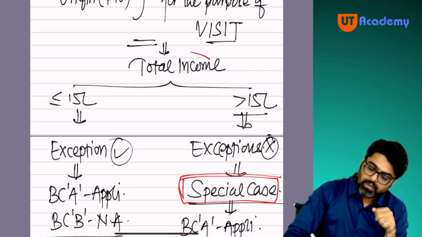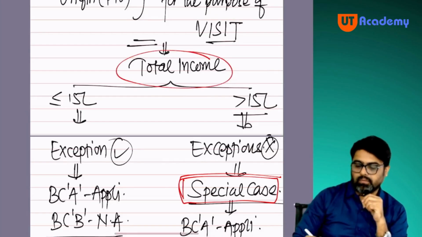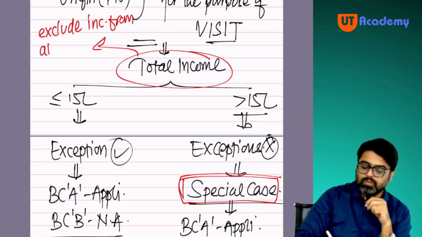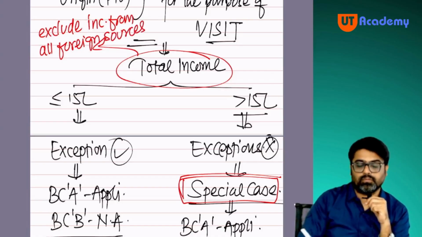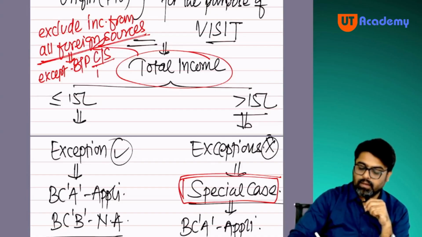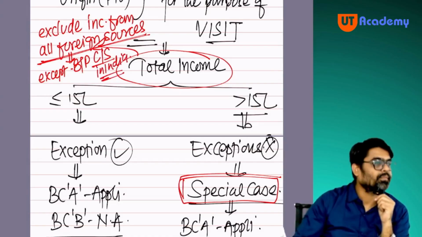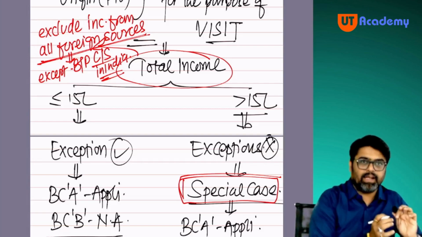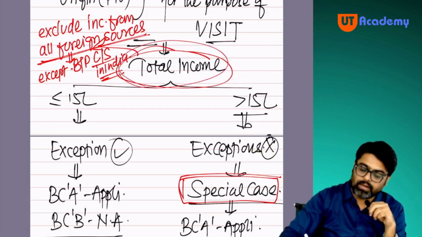Now, what is this? To calculate this total income, exclude income from all foreign sources except business or profession controlled or set up in India. Whenever you are trying to calculate this total income, 15 lakh or less, more than 15 lakhs, for that you are trying to calculate this total income.